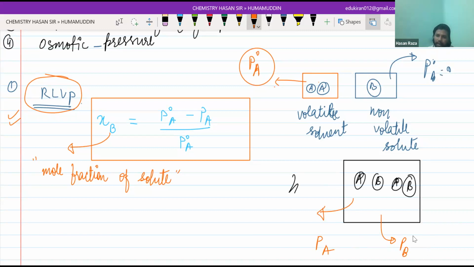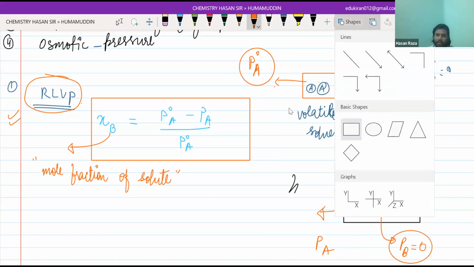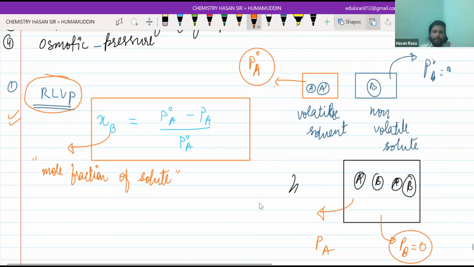My question at this time, as I already explained this in the previous lecture: can you tell me which one of the following is correct? Option A is P naught A is equal to PA. That means when A was pure, will that pressure be equal to when it is mixed with non-volatile solute? Option B, P naught A greater than PA.